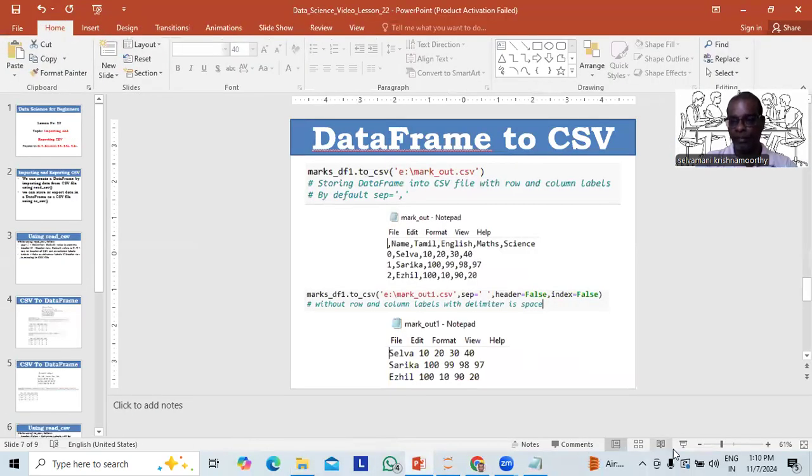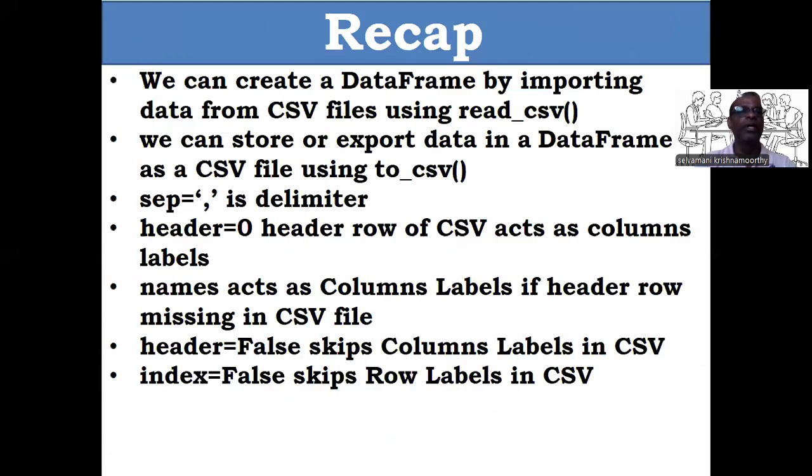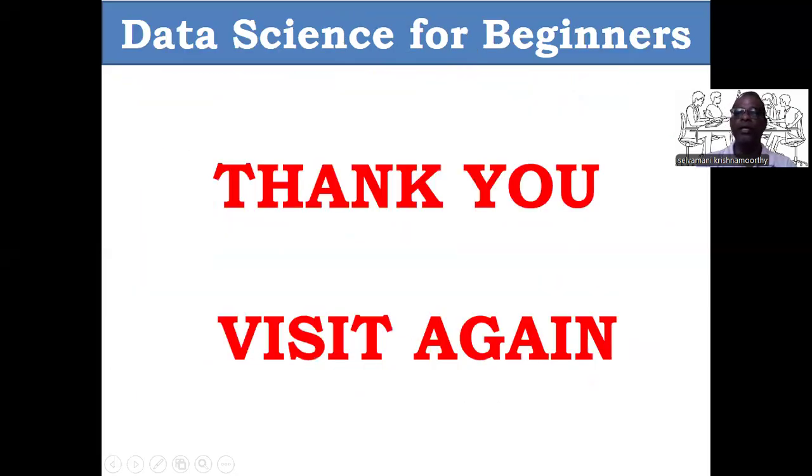Now, this is the time for recap. Whatever we studied, let us recap. We can create a data frame by importing data from a CSV file using the read_csv method. We can store or export data in a data frame as a CSV file using to_csv. sep is the delimiter. By default, comma is the delimiter. If you want another delimiter, you can specify it. header equal to 0 means the header row of a CSV file acts as column labels. names act as column labels if the header row is missing in the CSV file. header equal to False skips column labels in the CSV. index equal to False skips row labels in the CSV. I hope it is clear to all.